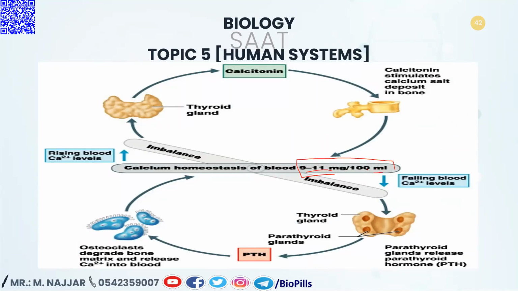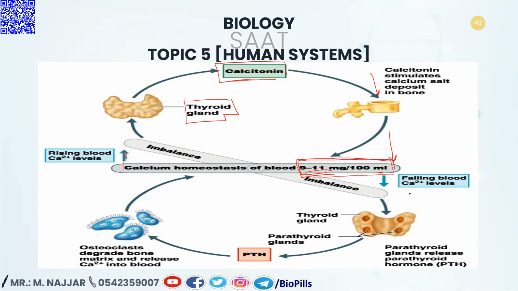If there is a rise in the calcium blood level, it will stimulate the thyroid gland to secrete the hormone known as calcitonin. The calcitonin will stimulate the bone cells, the osteoblasts, to deposit more calcium from the blood. When this occurs, the blood calcium level will drop and return to normal, and that's why it is maintained.